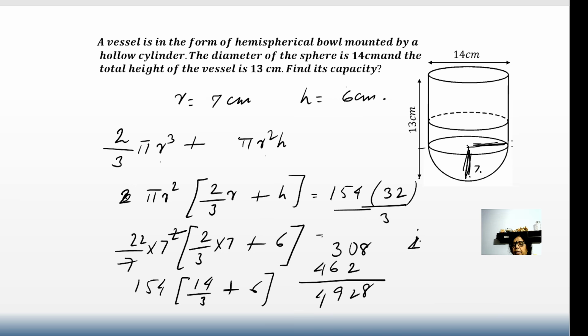4 9 2 8 by 3. 3 1's 3, carry over 1. 3 5's 15, 18. Carry over 1. 3 4's 12. 3 2's 6. 7 8. 3 6 18. And it will go like this. So 1642.6 cubic centimeter is the total volume of this particular shape.